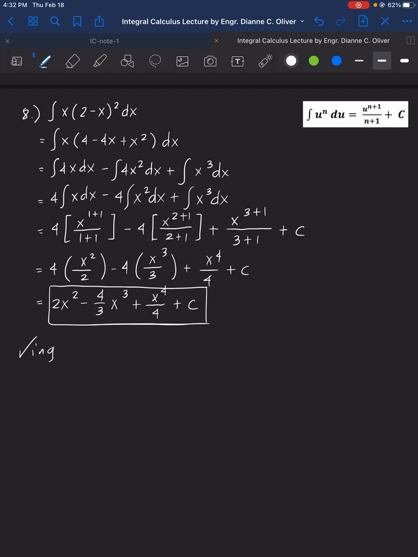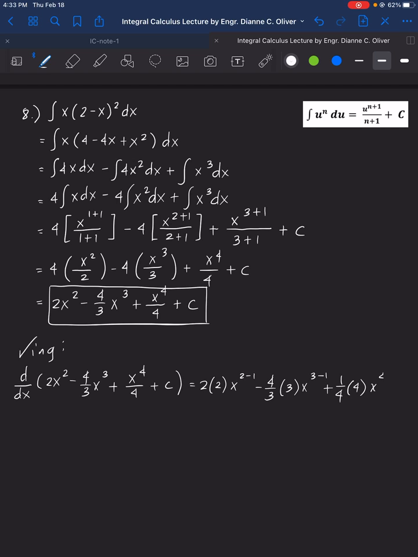Checking. So we will derive the answer. So d/dx of 2x squared minus 4/3 x raised to 3 plus x raised to 4 over 4 plus c. That is equal to 2, bring down 2, x raised to 2 minus 1, minus 4/3, bring down 3, x raised to 3 minus 1, plus 1/4, bring down 4, x raised to 4 minus 1, and plus the derivative of the constant, 0.